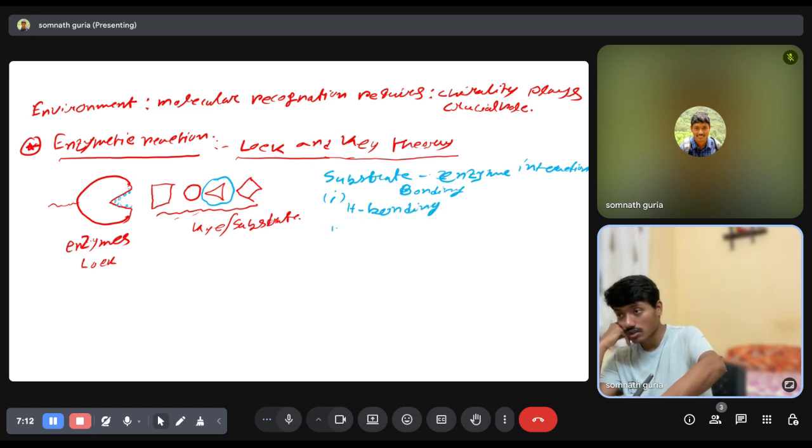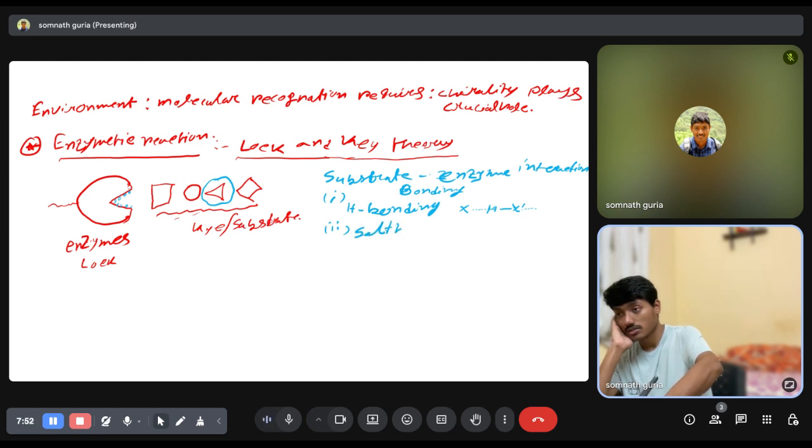The second one is salt bridge interaction and hydrogen bonding. We know all those things. We have some electronegative group, let's suppose this is X. X can be nitrogen, oxygen, or fluorine. Here we have hydrogen, and then we have X dash. X dash can be X or something like this, and then something continuous. This is the hydrogen bonding, and we have salt bridge interaction.